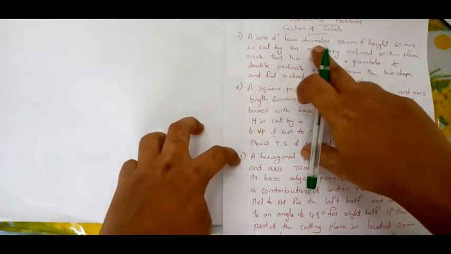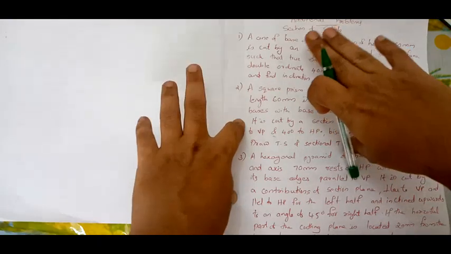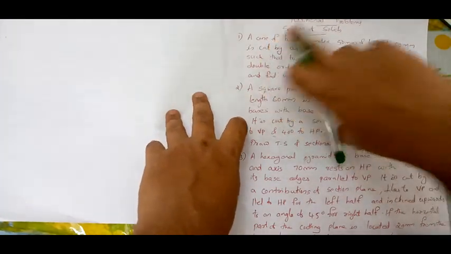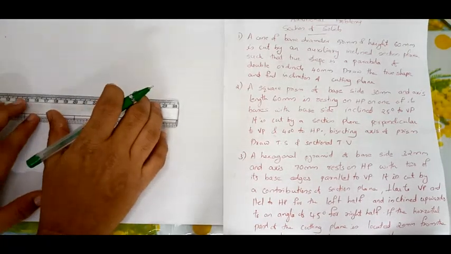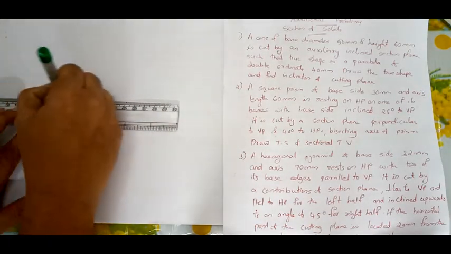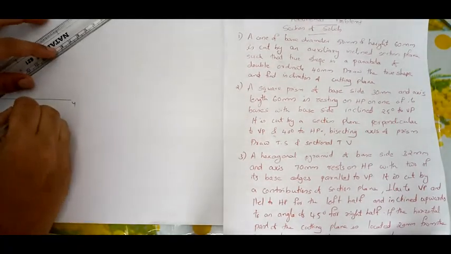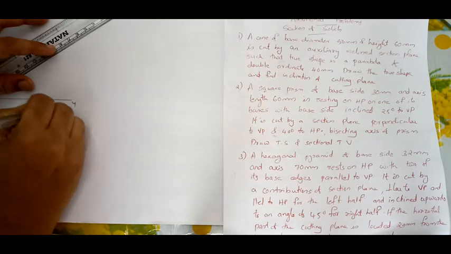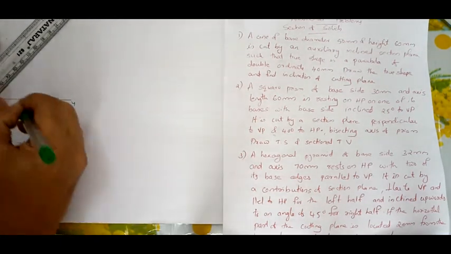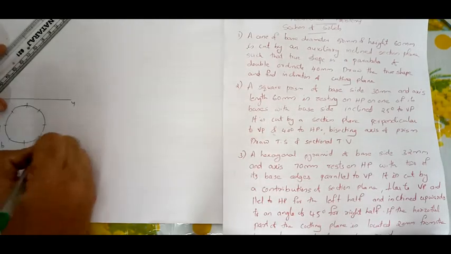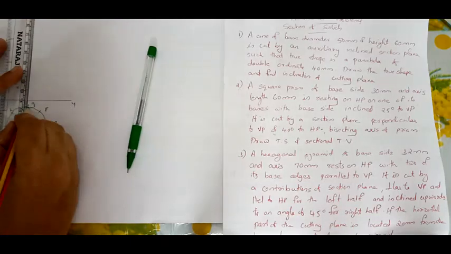First question: a cone, base diameter is given, height is given, is cut by an inclined plane. First we will draw the front view and top view of the cone. Draw the XY line. Now draw a circle of 50 mm diameter. Divide it into 8 equal parts, as you already know, and name the points A, B, C, D, E, F, G, H.